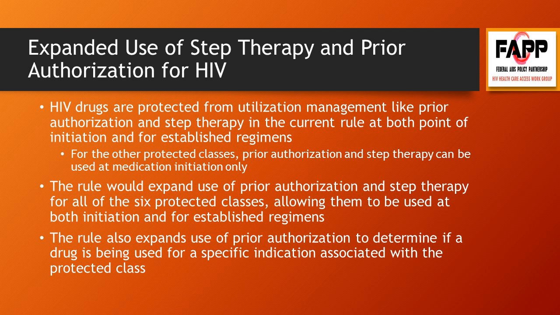prior authorization would be allowed to be used to determine if the drug is being prescribed for an indication that is actually attached to the protected class. And just to give you an example of what exactly that means, the rule preamble gives the example of the immunosuppressant class, and immunosuppressants being used to treat a range of other conditions not associated with the protected class indication of a transplant rejection. So that is the example the rule gives of why they're adding this other layer to prior authorizations.